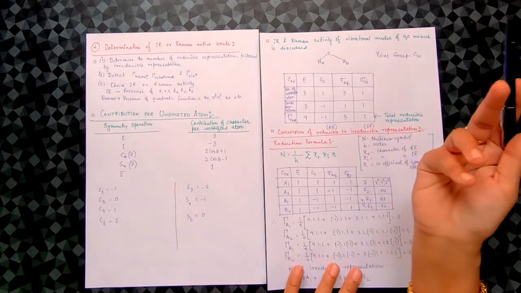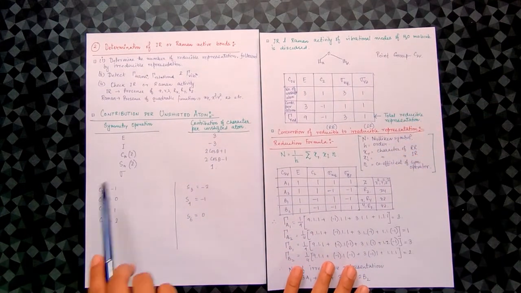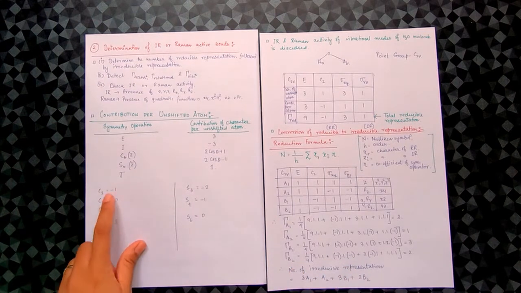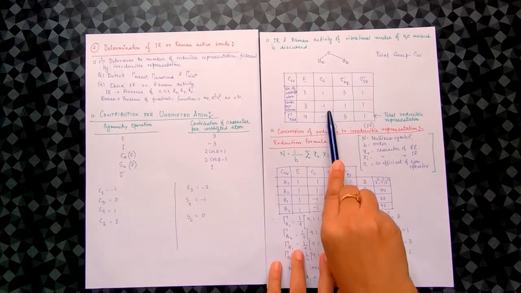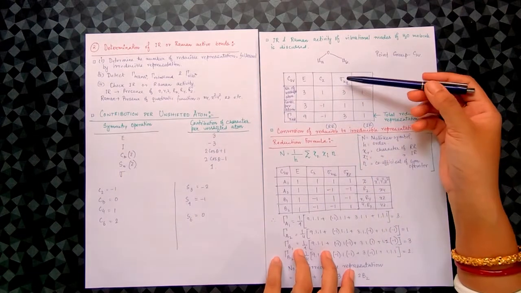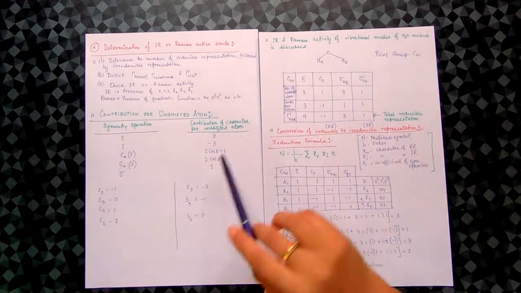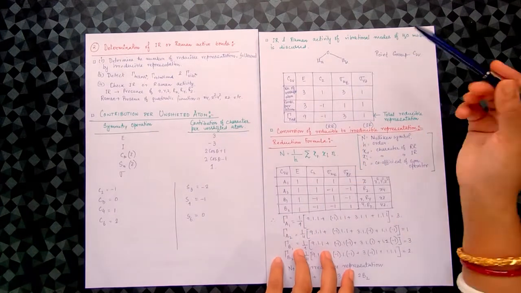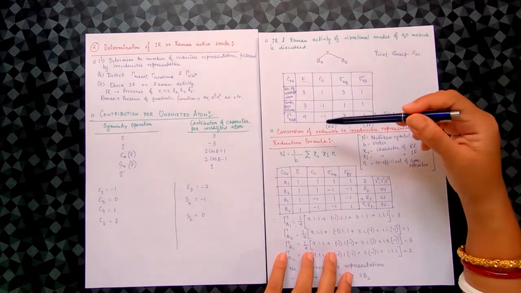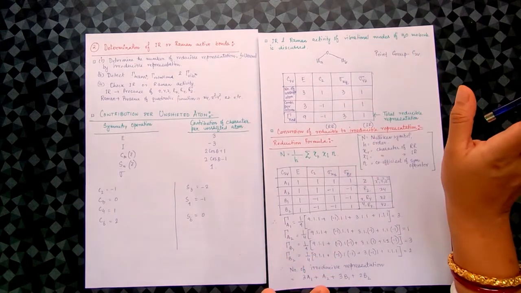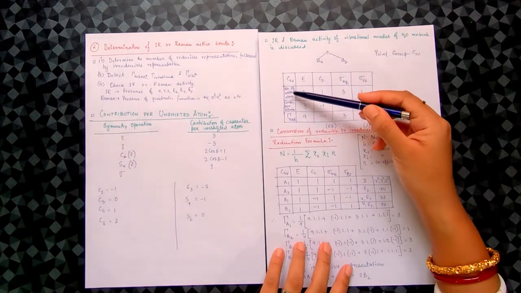For time saving purpose, I have already deduced the formula, and C2 is -1. So I am going to write C2 -1, and for both the sigmas, the value is 1. So I am writing 1. Now to get the total reducible representation, we have to do a simple direct product, so direct product of these 2 elements.